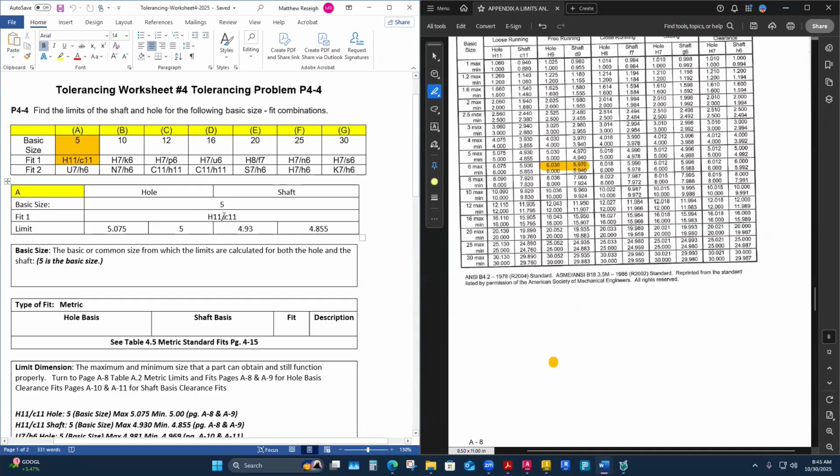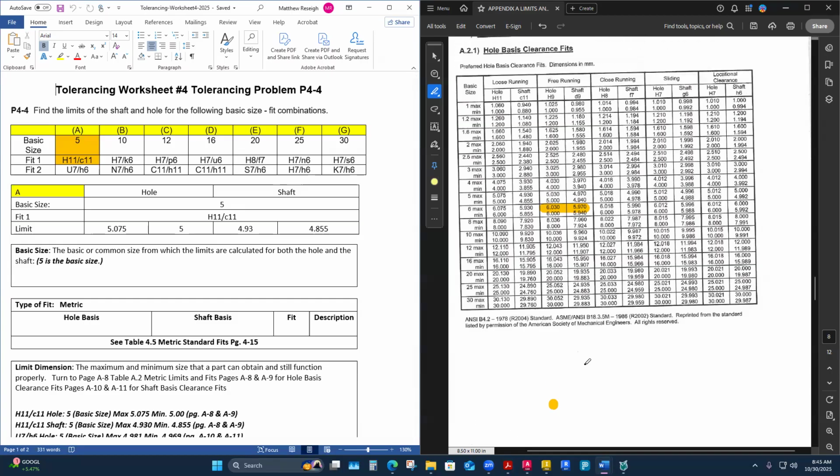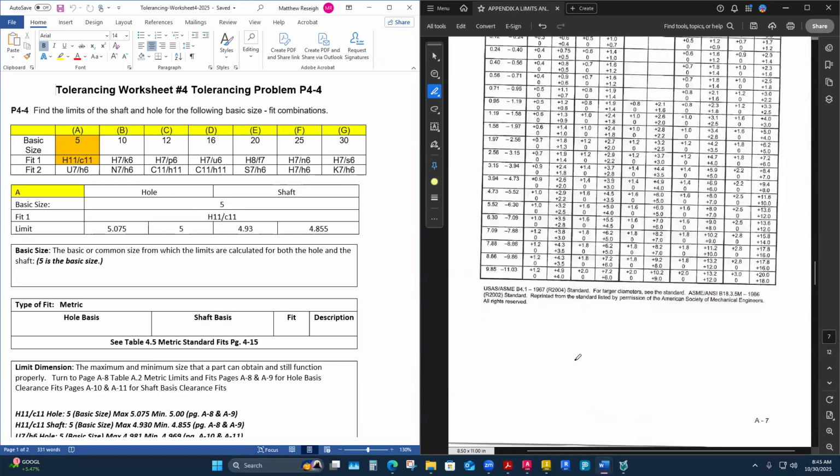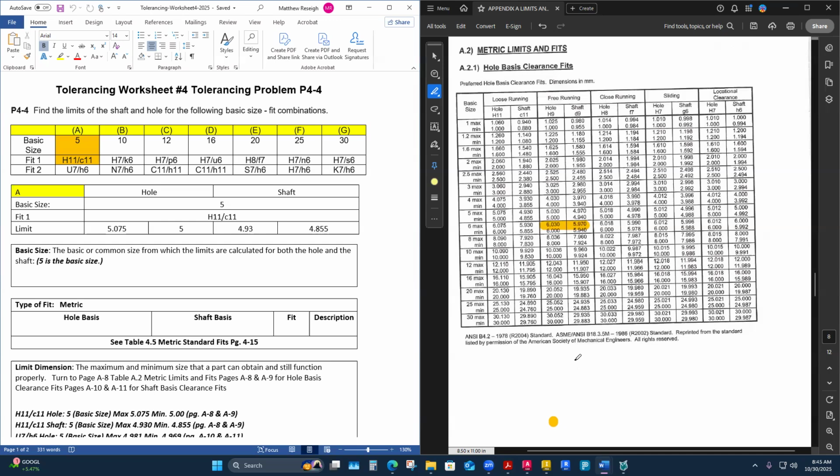So this one we've determined, okay, engineering's determined we need an H11, C11 fit. And I'm like, okay, I'll go to our appendix. I don't know what that is, but I know I've got 4 charts to find it. So I'm just looking for H11, C11. I don't see it on this one. Oh, it's the very first sheet that we have, an H11, C11 hole shaft type of fit.